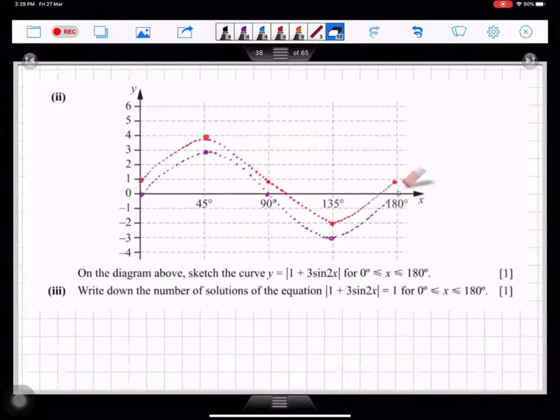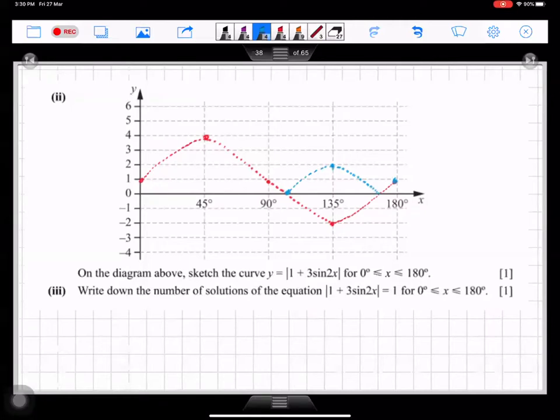Let's get rid of the purple one. That's of no use to us. So this purple one is being erased like this. And then flip this one. This thing is up till here, right? It will end over here. So the negative part becomes positive.